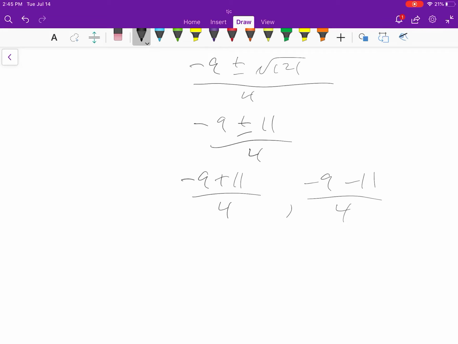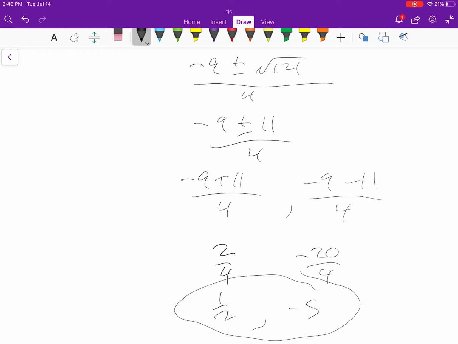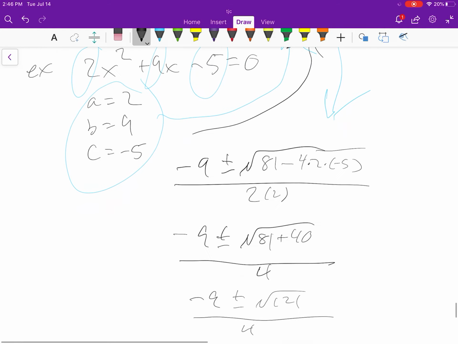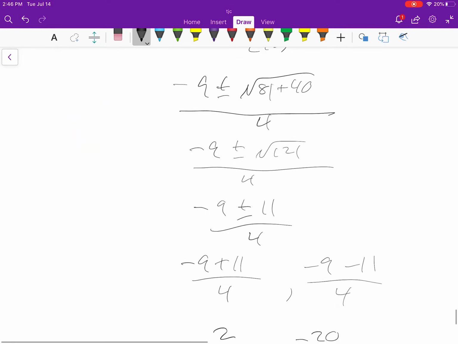Here, negative 9 plus 11 is going to be 2 over 4, which is going to reduce to 1/2. So that's one solution over here. Negative 9 plus a negative 11 is a negative 20. So this will give you negative 20 over 4, which is negative 5. And so we have our solutions, 1/2 and negative 5. And we're done. So x equals 1/2 and x equals negative 5. So that was using the quadratic formula.